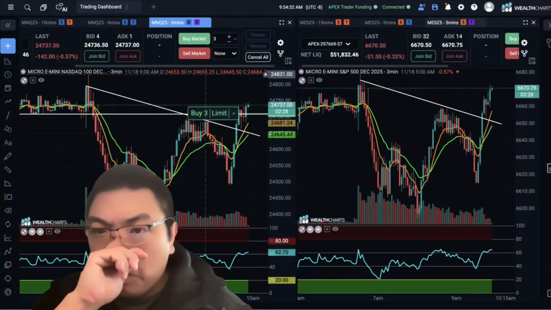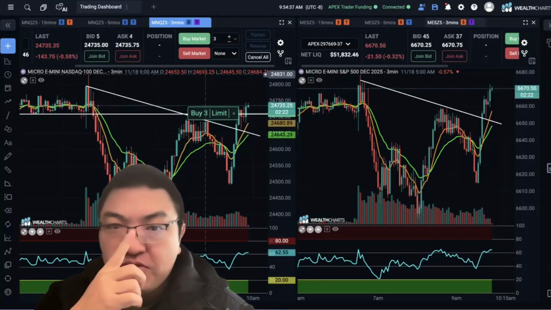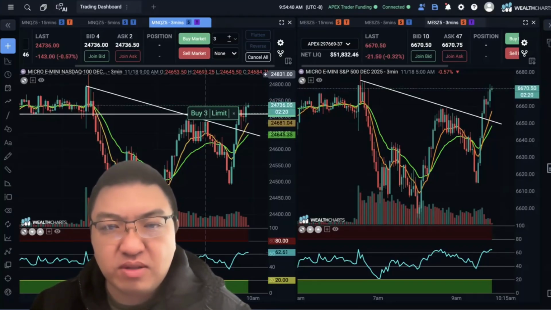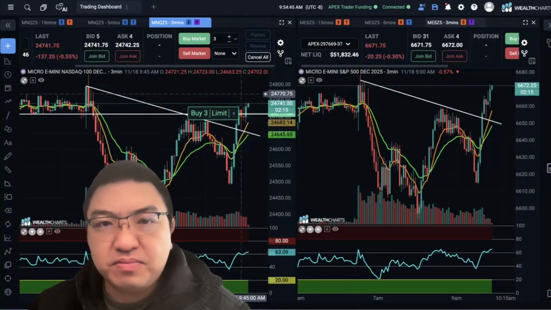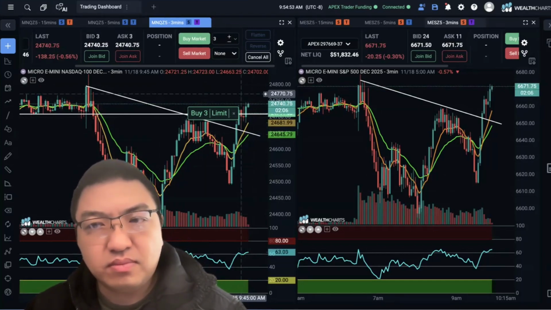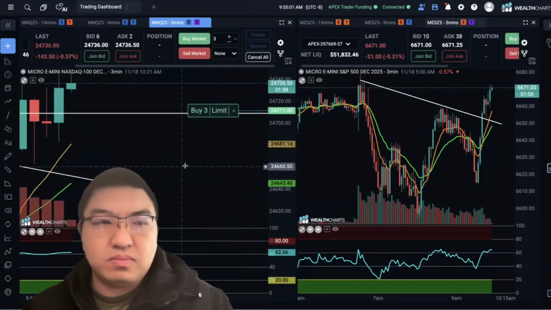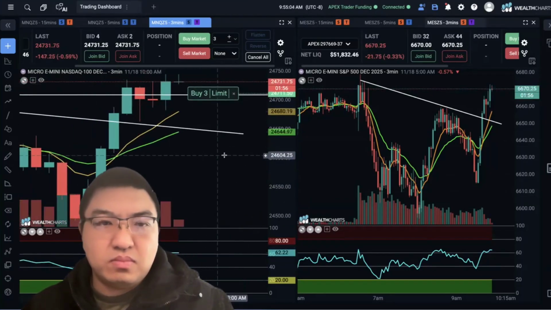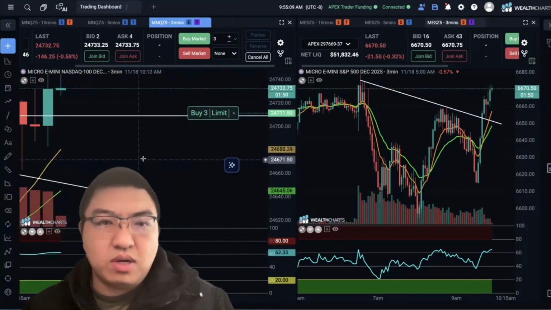Okay, be patient and see if it will come back and pick us up. If not, we just miss it. This is dangerous. Sideways allows just a breakout. Oh, it does not. It does not pick us up.